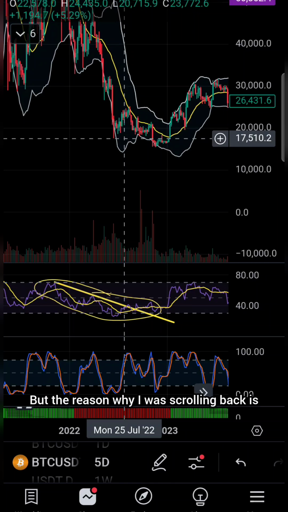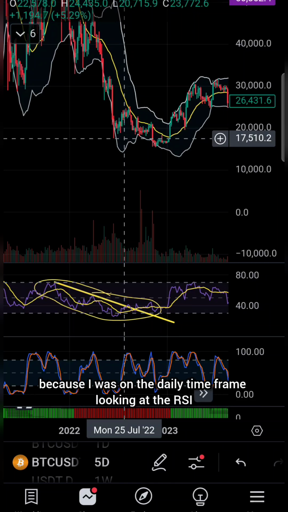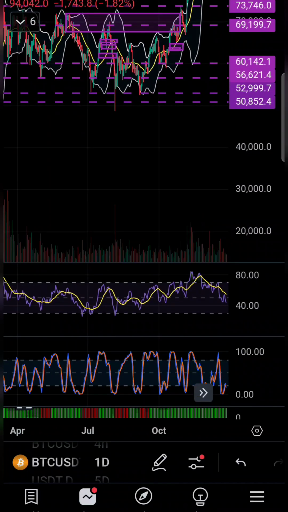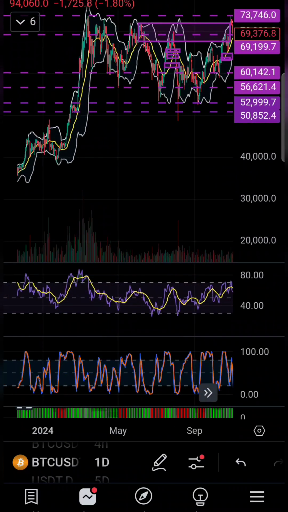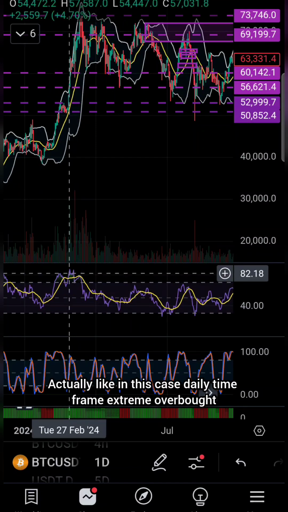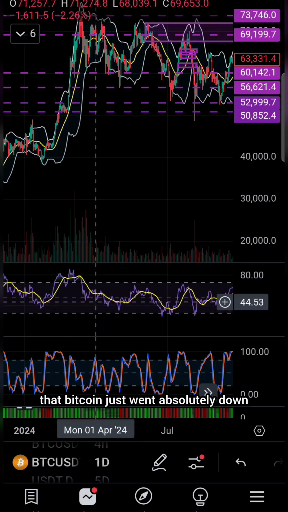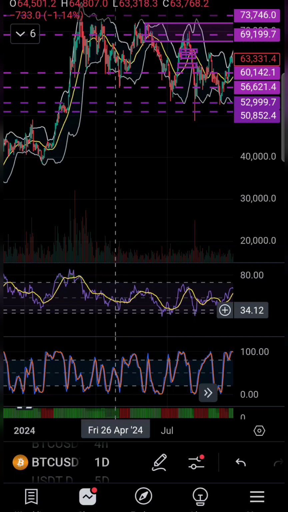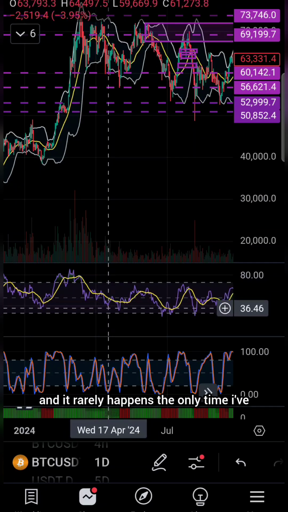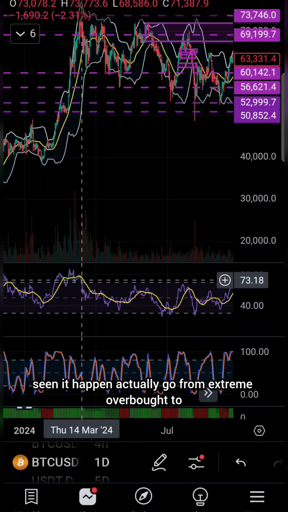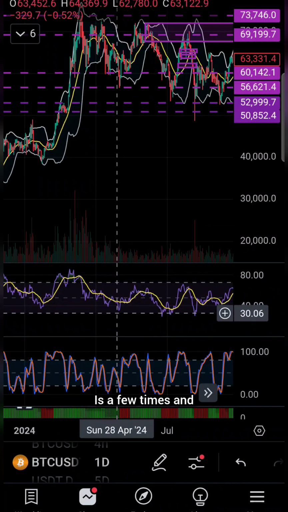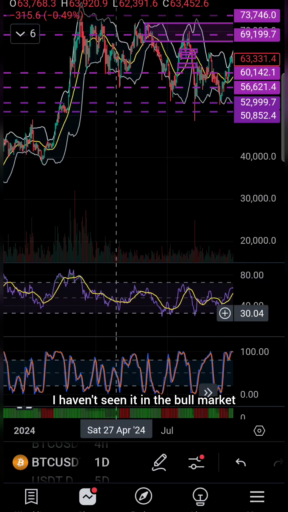But the reason why I was scrolling back is because I was on the daily time frame looking at the RSI, and I was looking for evidence that Bitcoin went from extreme overbought to, in this case, daily time frame, extreme overbought. Where were instances that Bitcoin just went absolutely down and broke to oversold on the RSI daily time frame? And it rarely happens. The only time I've seen it happen, actually go from extreme overbought to where it actually touches the 30 value, is a few times, and that's in the actual bear market. I haven't seen it in the bull market.